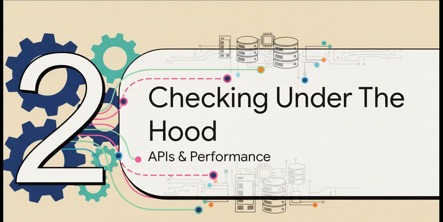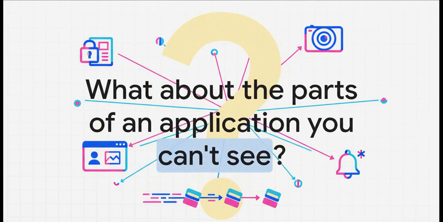So we've tested what the user can see, but what about the engine? Now we gotta lift the hood and check all the parts that are working invisibly in the background. Think about it. Every time you log in, or you post a photo, or you get a notification, there are all these invisible connections firing off behind the scenes, sending and receiving data. We call these APIs.